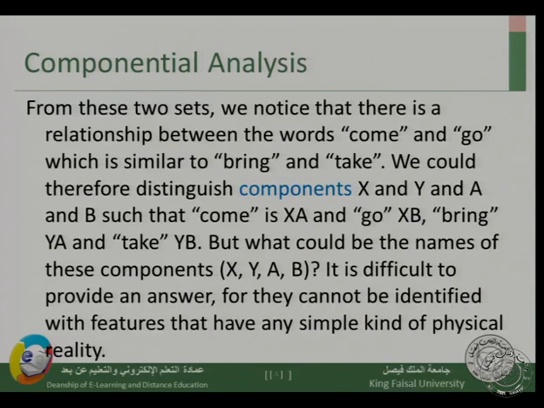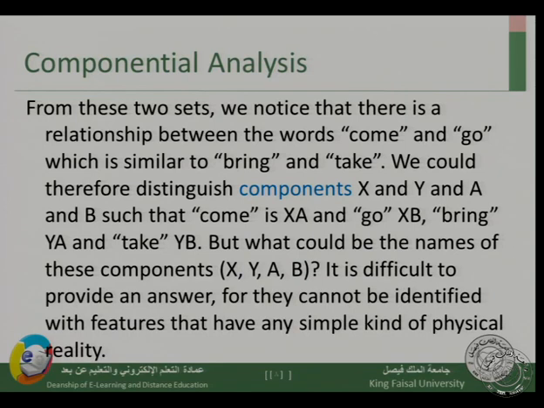But can we give this type of relationship a component? Can we name it? Do we have a label for these components? As I said, we noticed that there is a relationship between the words come and go, which is similar to bring and take. So we say that there are components, but now we need to name them. Can we give them a name? Like we said in the previous example, we have male, female, human, bovine, ovine. We need now names for these components.